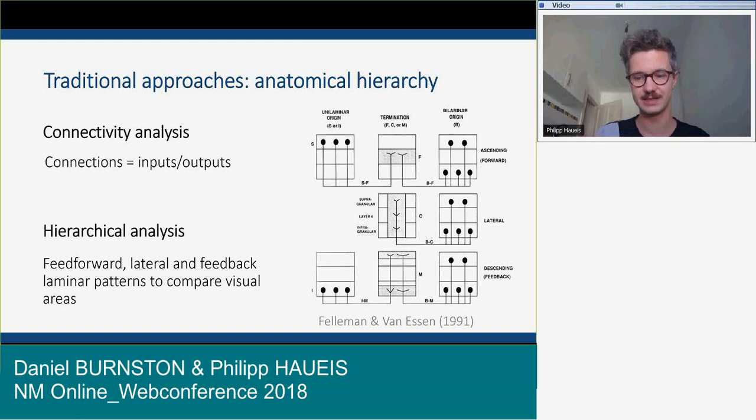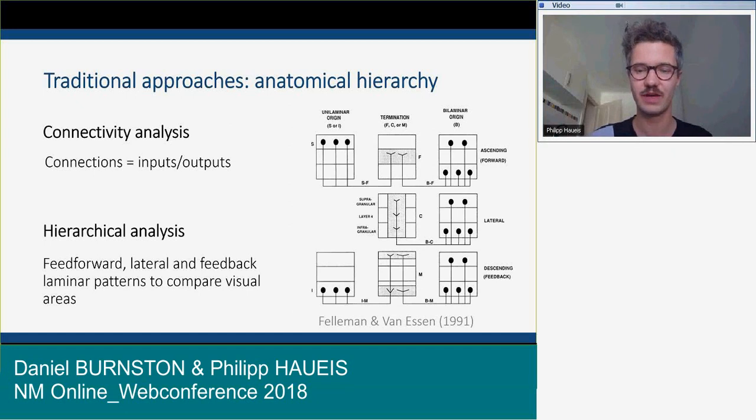Here on the right is a very famous example of Felleman and Van Essen, in which they sort connection patterns in areas depending on whether they're ascending, which means that they have origin connections in the supragranular layers and then forward to the supragranular and infragranular layers, or whether they have lateral connections, or whether they have descending connections between areas. And so once we classify areas in terms of their descending, lateral, and ascending laminar patterns, we can sort them into a hierarchical order.